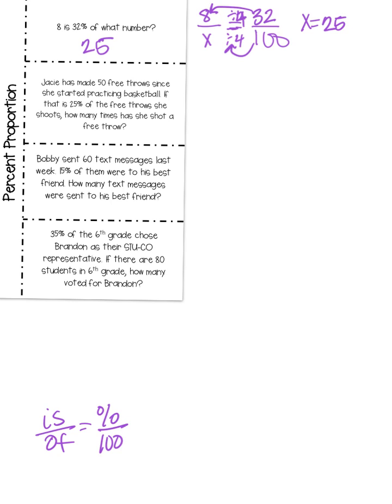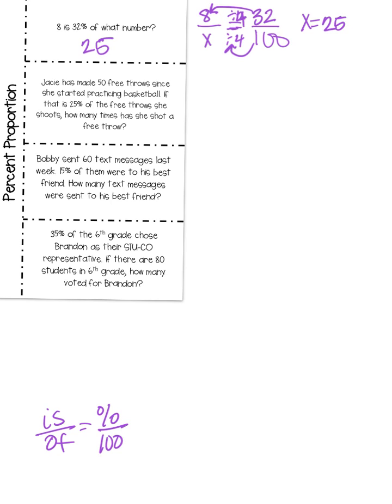Okay, so there's two ways that we're going to do this. You're going to have to just fold back the flap and do one of them one way on the flap and then one of them when you fold it open, and it'll be okay if it goes on the white and the envelope. Okay, JC has made 50 free throws since she started practicing basketball. If that is 25% of the free throws she shoots, how many times has she shot?